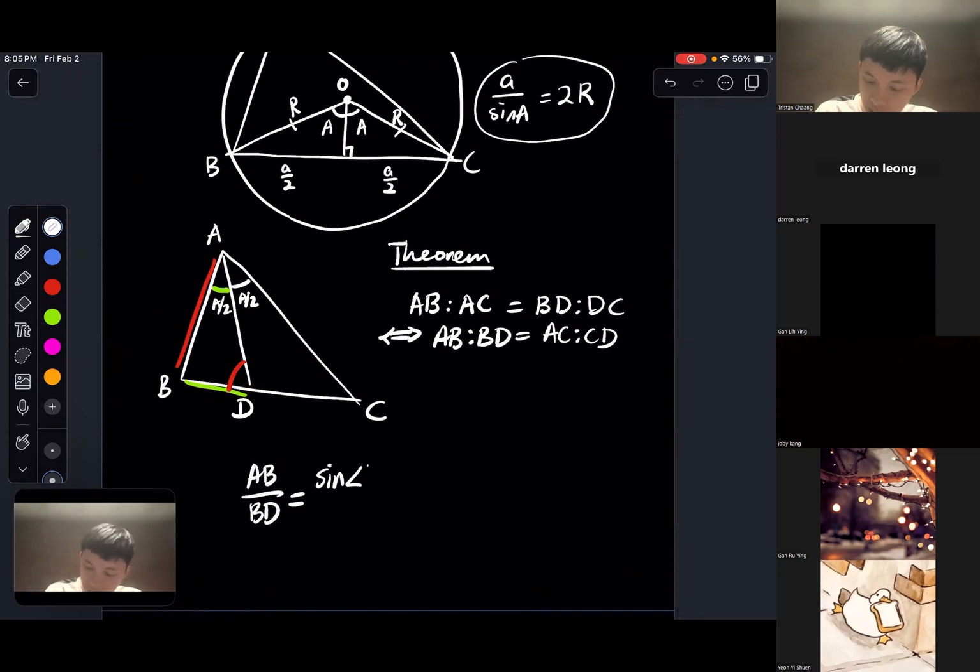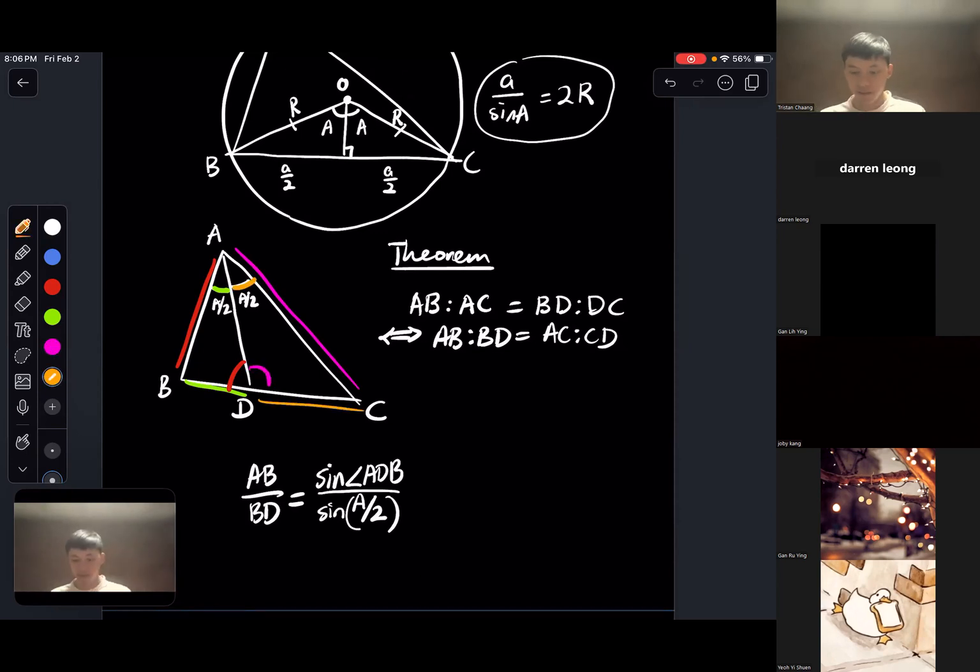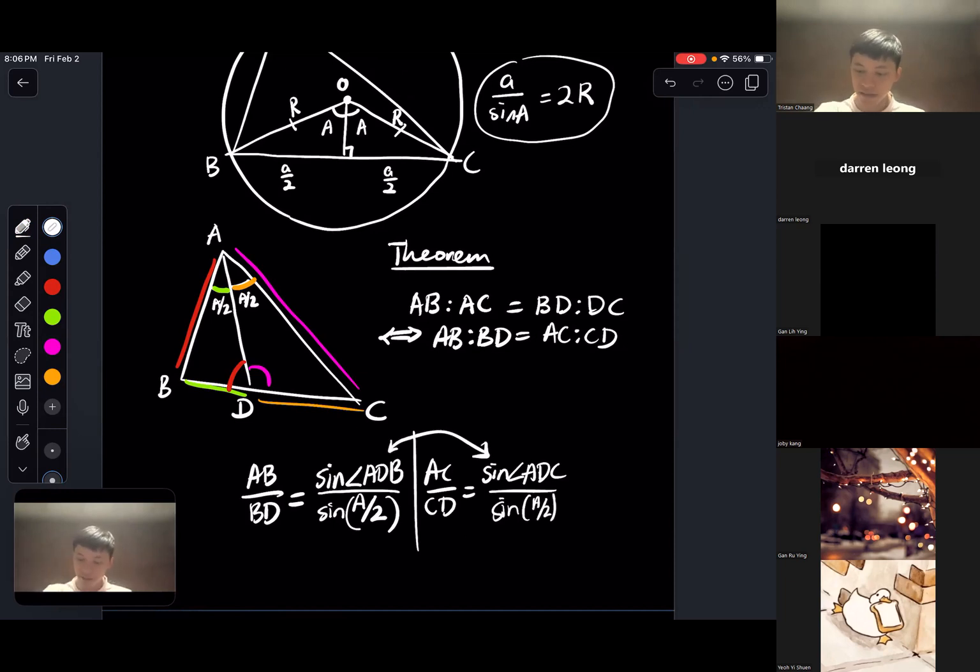Sine of angle ADB over the sine of A over 2, basically. And the same thing goes for the other side. This over this is the same as the sine of this. We can write that out. AC over CD is the sine of ADC over sine of A over 2. But these two are the same thing.